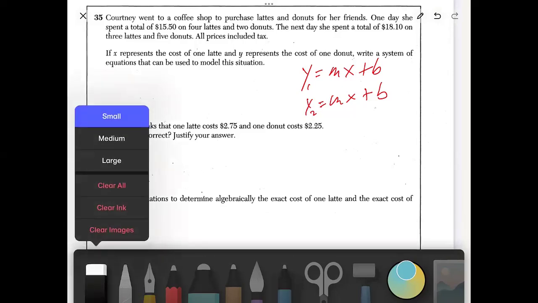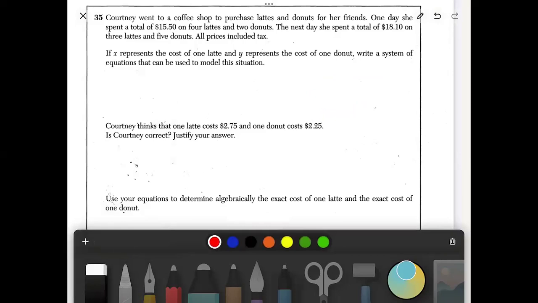Let me erase this part and let me read this. It says, Courtney went to a coffee shop to purchase lattes and donuts for her friends. One day she spent a total of $15.50 on 4 lattes and 2 donuts. The next day she spent a total of $18.10 on 3 lattes and 5 donuts. All the prices included tax. That's just kind of a throwaway sentence. It doesn't really mean anything. It says, if X represents the cost of one latte and Y represents the cost of one donut, write a system of equations that can be used to model this situation.